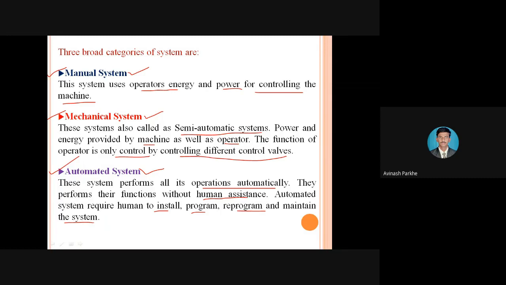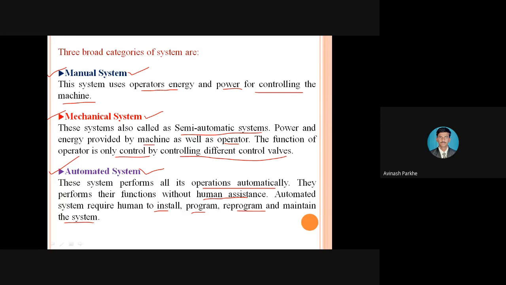If you take the example of CNC and the VMC machine, some G codes and M codes are there. That means G code programming we have to do and M code programming we have to do. But the machine itself does not generate the programs. So what do we have to do?